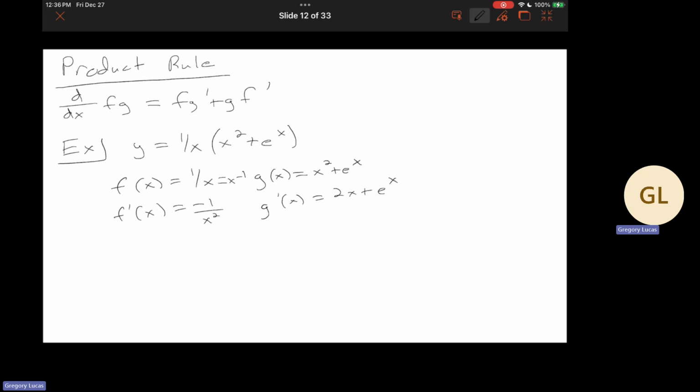And then we can just go ahead and plug that back in. So f is 1 over x, and then we multiply by g prime, so we have 2x plus e to the x. We're going to add it to g f prime. Sorry, g was x squared plus e to the x, make sure I write that down right. And then we're going to multiply it by our remaining one, which was minus 1 over x squared.